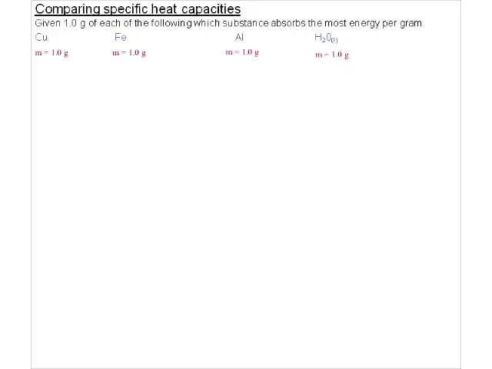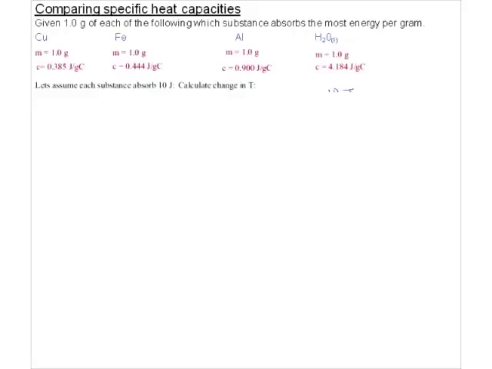All right, so the very first thing we have to do is acknowledge that these are all different, so therefore they should have different heat capacities. And I looked up the tables and I found the heat capacities of iron, copper, aluminum, and water. Now what we're looking at is, okay, if we have a 1 gram sample, how much energy is that 1 gram sample capable of absorbing?